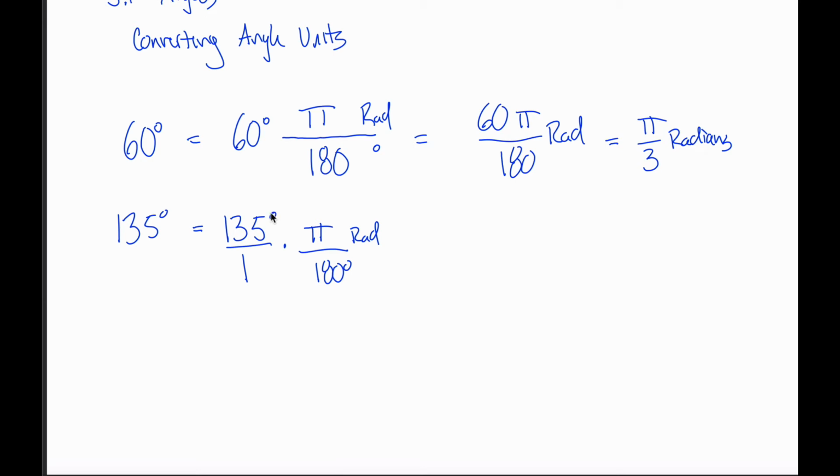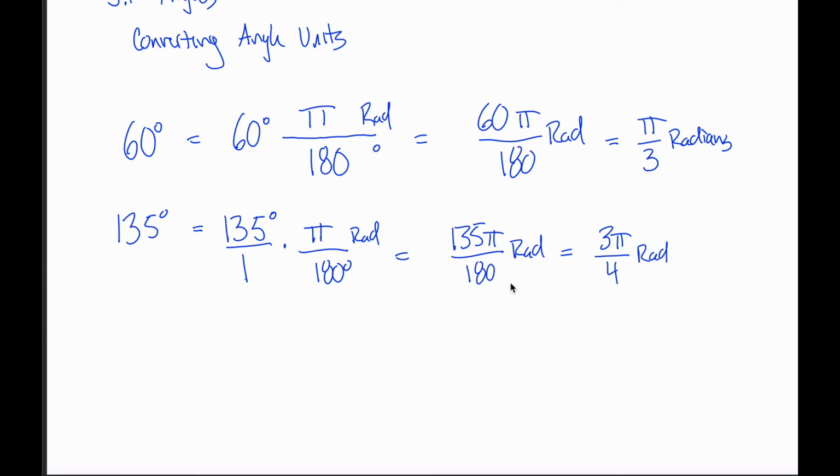Degrees are on the bottom because degrees are on the top up here, and I want to cancel those out. What I'm left with is 135 pi divided by 180 radians. Technically, we should reduce this fraction. Right now, you might not be at the point where you can reduce that really easily. It'll end up being 3 pi/4 radians.